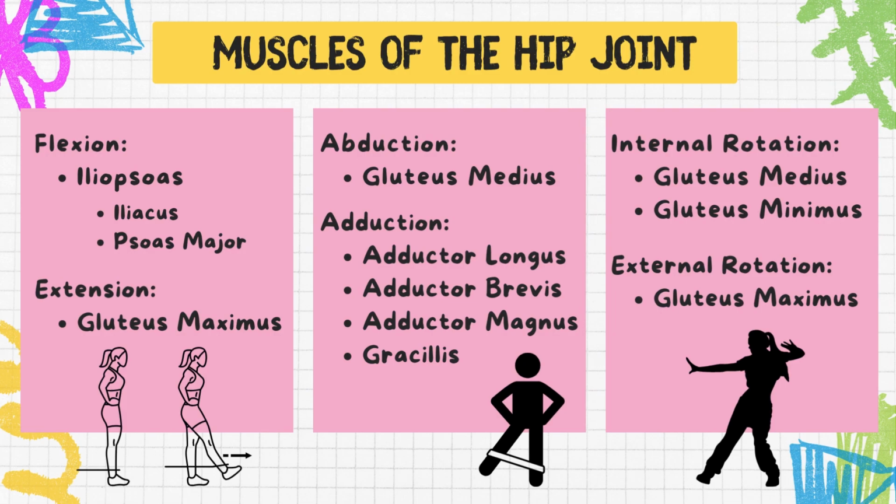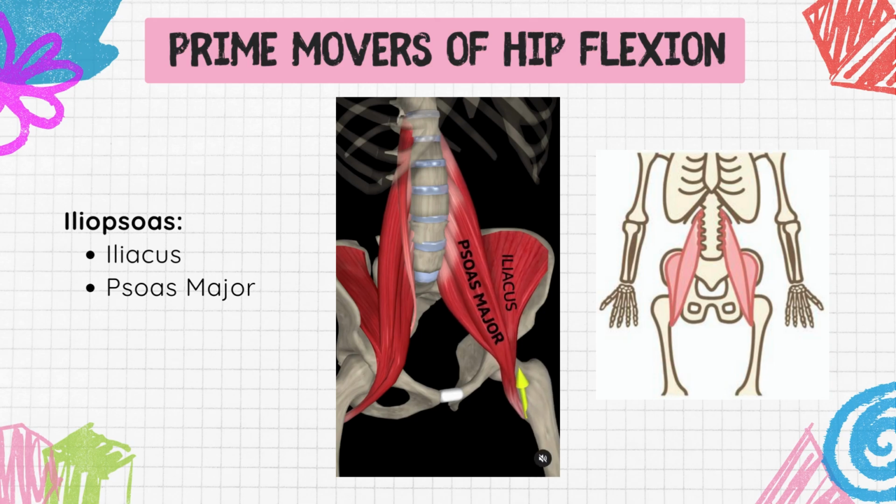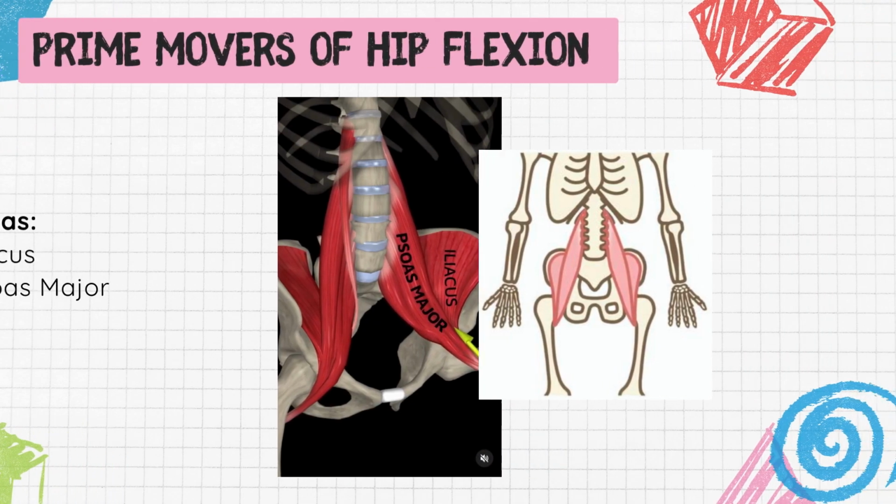Muscles of the hip joint. Flexion: iliopsoas, iliacus, psoas major. Extension: gluteus maximus. Abduction: gluteus medius. Adduction: adductor longus, adductor brevis, adductor magnus, and gracilis. Internal rotation: gluteus medius, gluteus minimus. External rotation: gluteus maximus. Prime movers of hip flexion: iliopsoas, iliacus, psoas major.